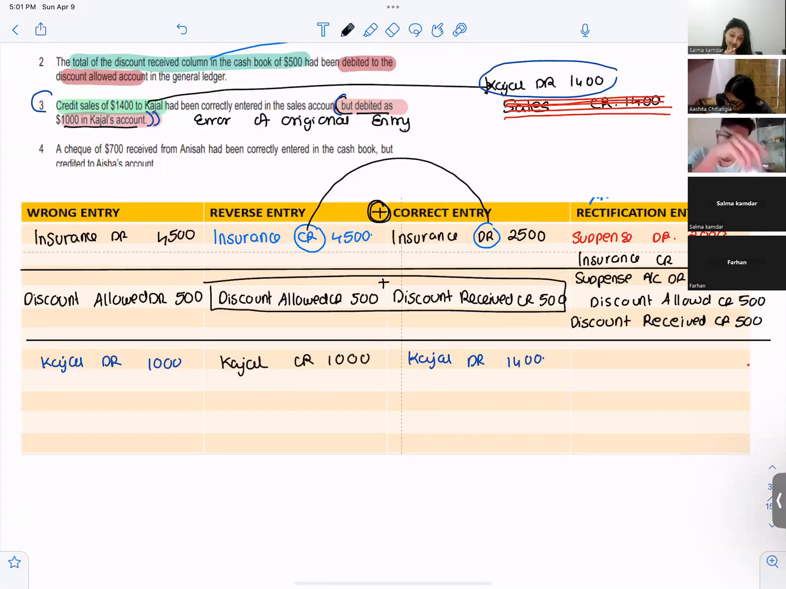Credit 1000. Yes. So when I'm doing the rectification entry, it will be what? Kajal debit 400, because debit is the largest value. And suspense credit.